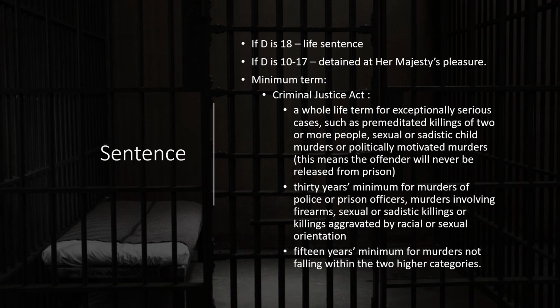Now the minimum terms, we have a whole life term, 30-year term and 15-year minimum term, dependent on the severity. So the whole life term will be for things such as sadistic or sexual child killings, premeditated killings of 2 or more people, and politically motivated murders. The 30-year tariff will be for murders against police or prison officers, sexual or sadistic killings, firearms murders, or racial or sexual orientation aggravation murders. For everything else, 15 years is the minimum.